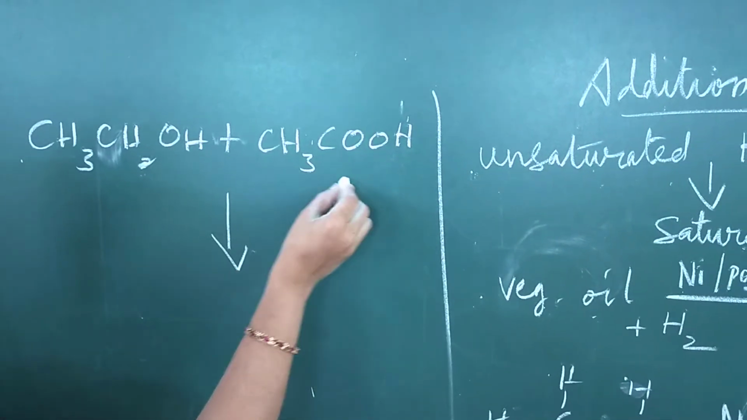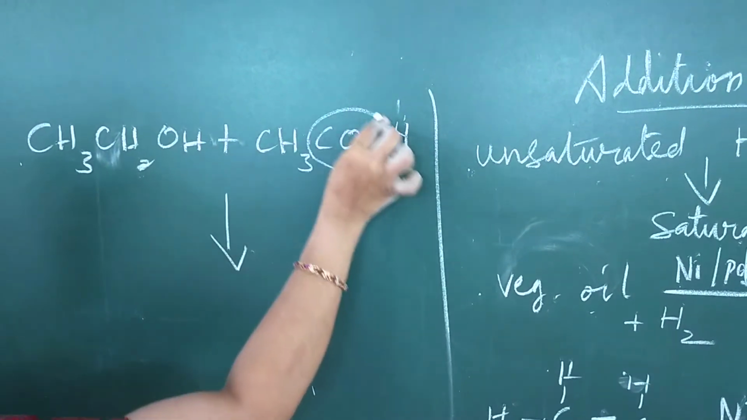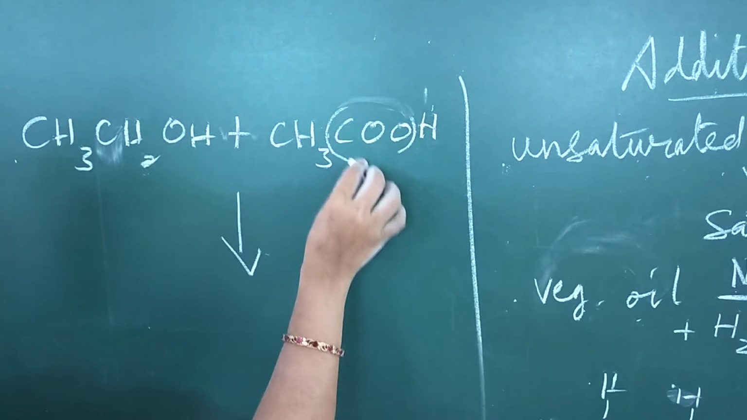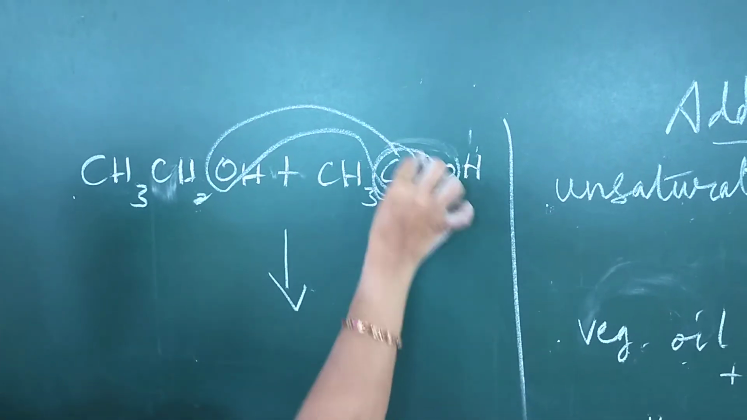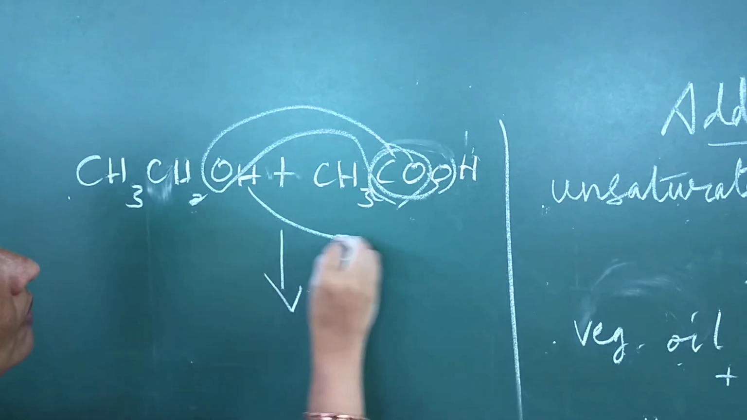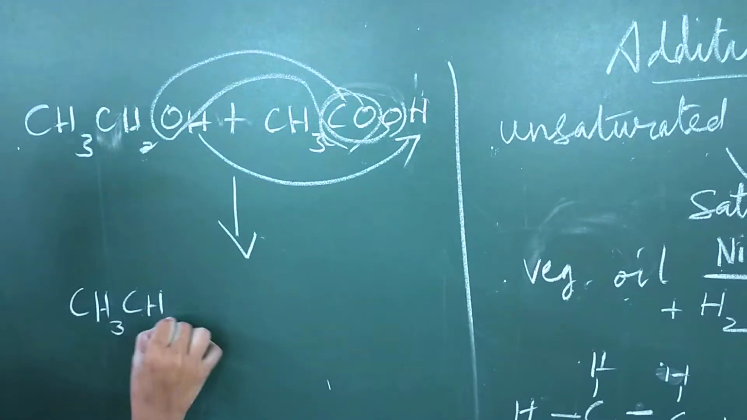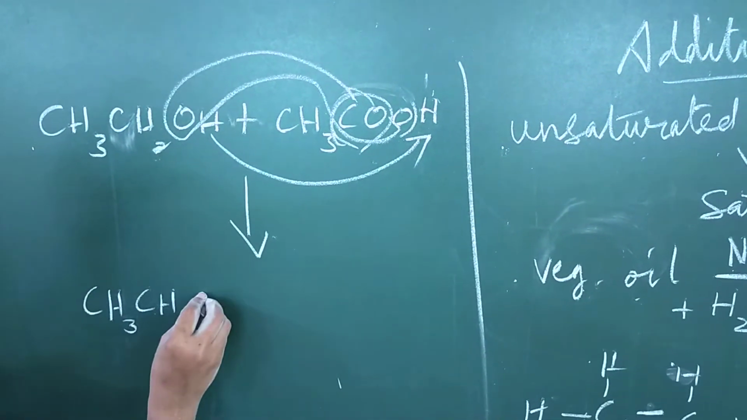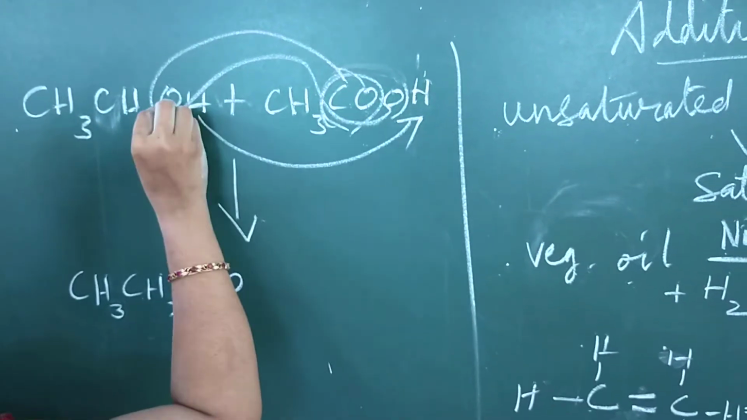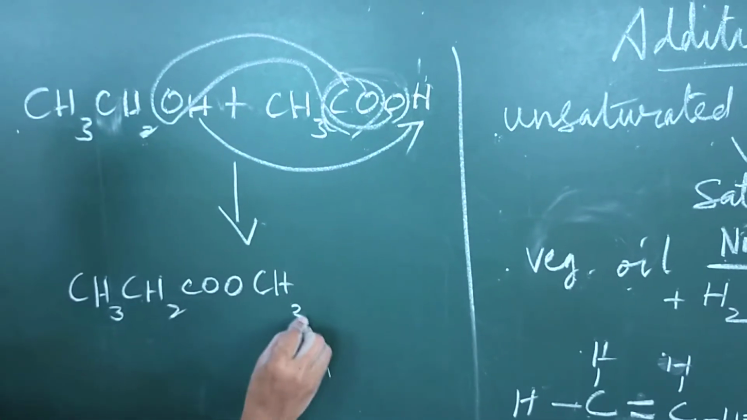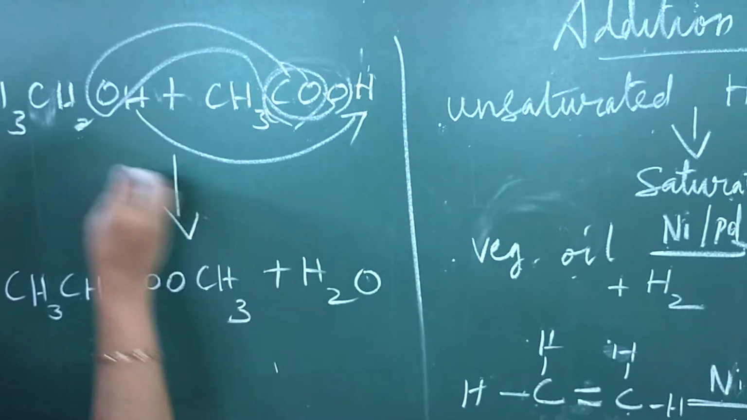Ethanol with ethanoic acid. When it combined, it will give ethyl ethanoate. One ester group will form. That means this CO and this will combine. This water molecule will come outside. So CH3, CH2, now this will attach COO, CH3, and water molecule will come outside.